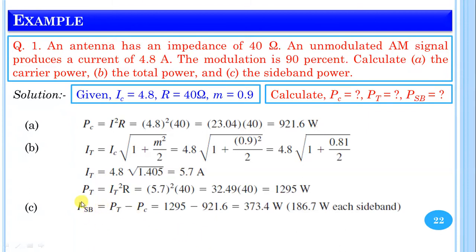And for the sideband power, we can say that total power Pt is equal to Pc plus P sideband. So the difference of total power and carrier power is equal to the total sideband power, for the combination of upper and lower sideband, which is equal to 373.4. And if we need to calculate for each sideband, we divide the sideband power by a factor of 2. In that case we can calculate for each sideband.